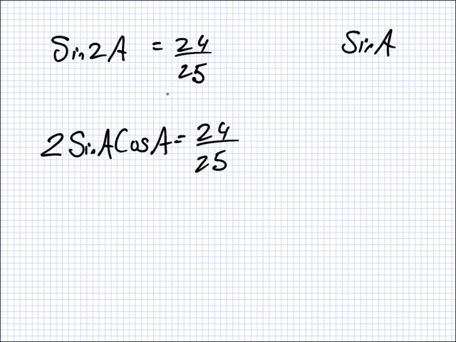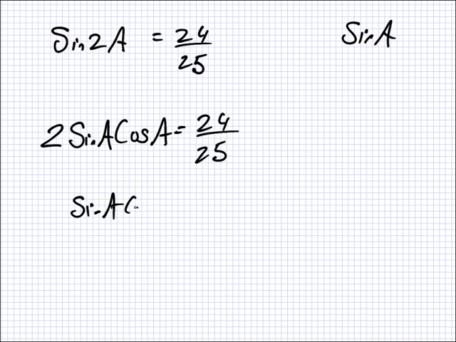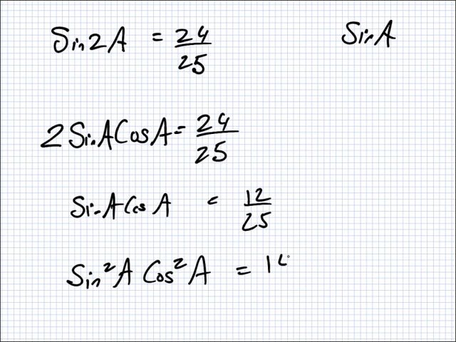Does anyone see how to get rid of the cos A? We must be in quadrant 1. Square. Before I square, I'll divide by 2. Sine A cos A equals 12 over 25. Now I'll square everything. Sine squared A cos squared A is 144 over 625.